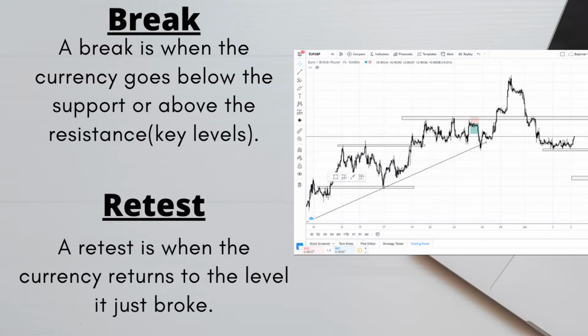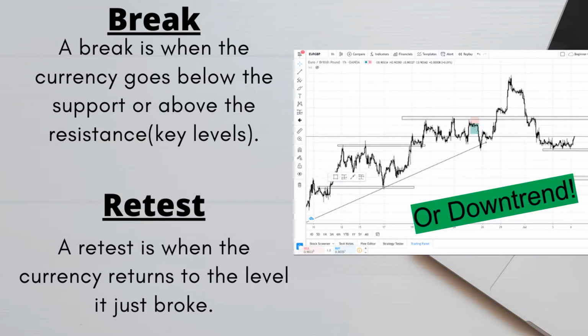Alright guys, so I don't care if you skipped all the way here or if you watched the whole video, but now you've made it to the strategy, the whole golden thing of trading, or just the way I do it at least. Anyway, it's a break and retest strategy during an uptrend.